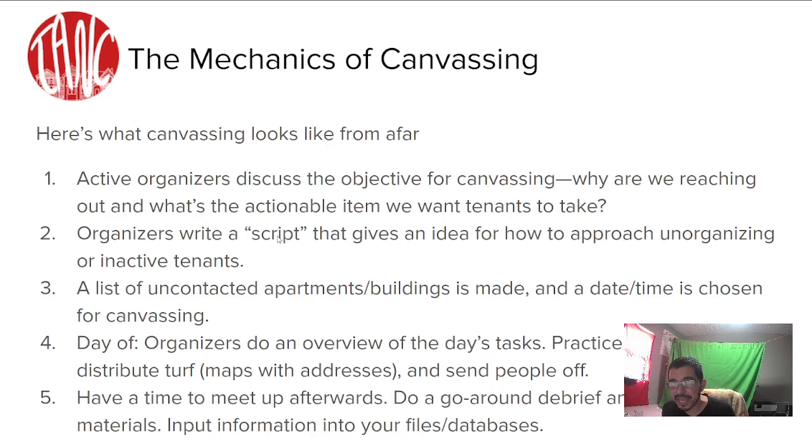So, the mechanics of canvassing. Here's what canvassing looks like from afar. 1. Active organizers discuss the objective for canvassing. Why are we reaching out? And what's the actionable item we want to take? So, for example, we're asking tenants to sign a petition to pave the parking lot because it has so many potholes or something. That's just one example.